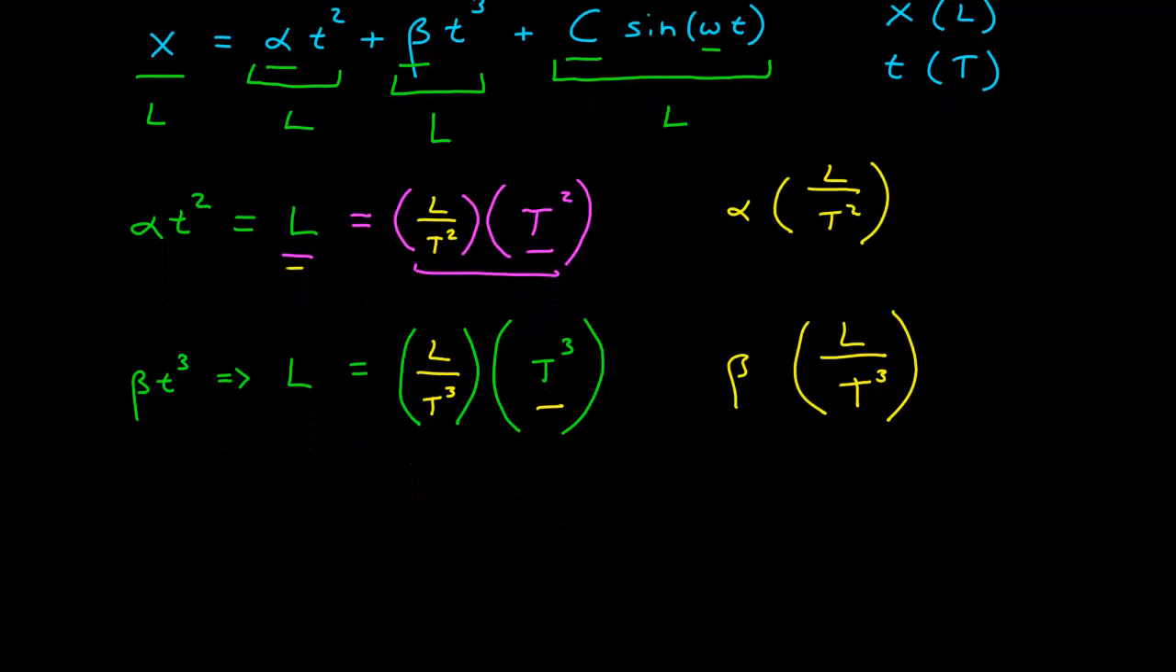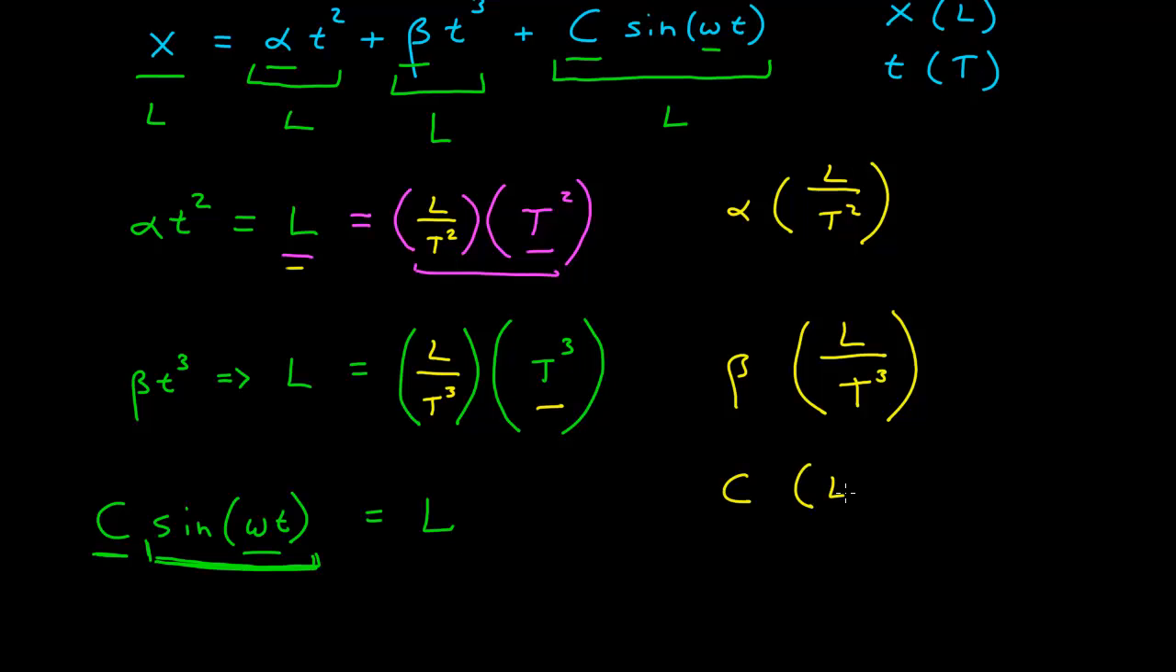Okay, so now let's look at the last one, where we have c sine of omega t. Okay, the omega t has to be dimensionless, we know that. And sine of a dimensionless number is also dimensionless. So this entire sine omega t is dimensionless. So for this to have units of length, then c times a dimensionless number is units of length. So that tells us right away that the dimension of c must be length.